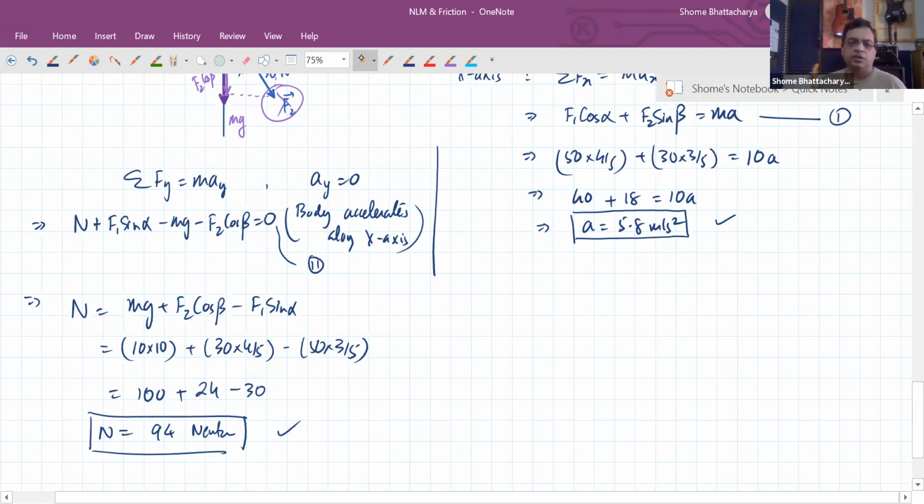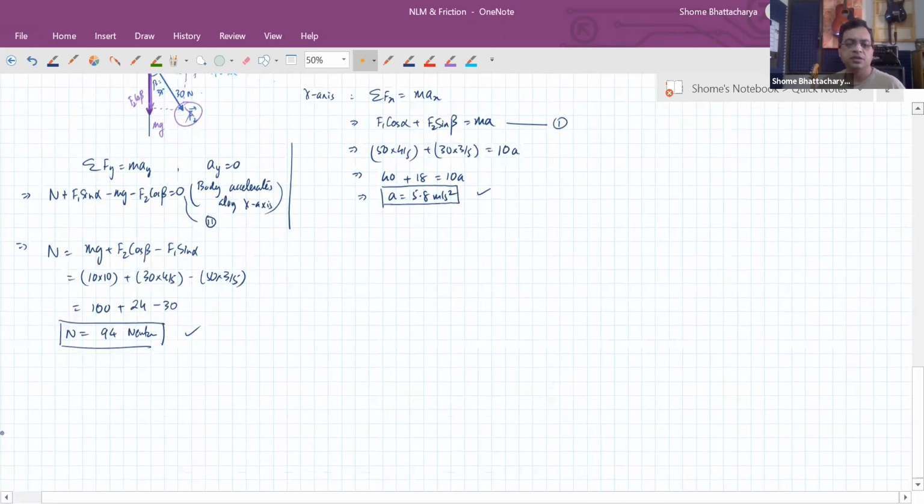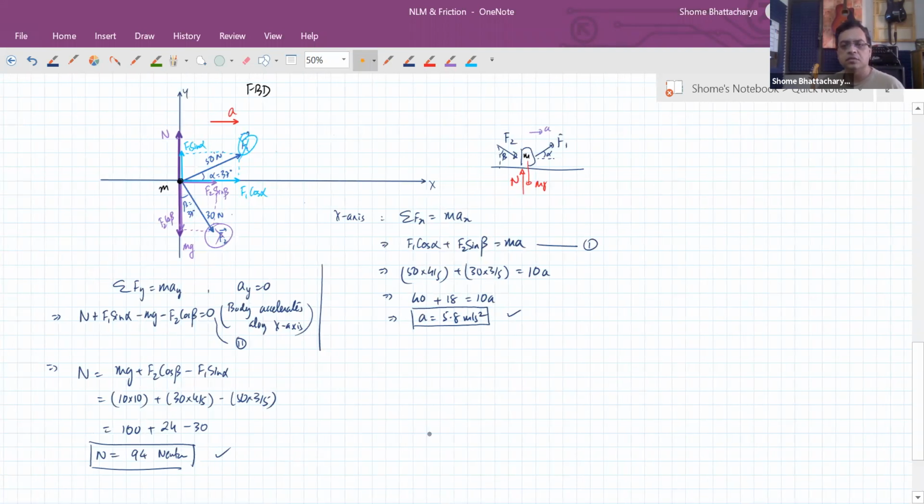So this is an example of the application of the free body diagram method to implement Newton's second law and find out various things. Let's look at another example.